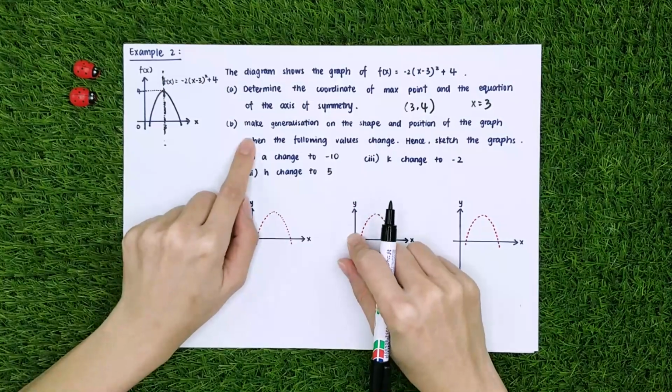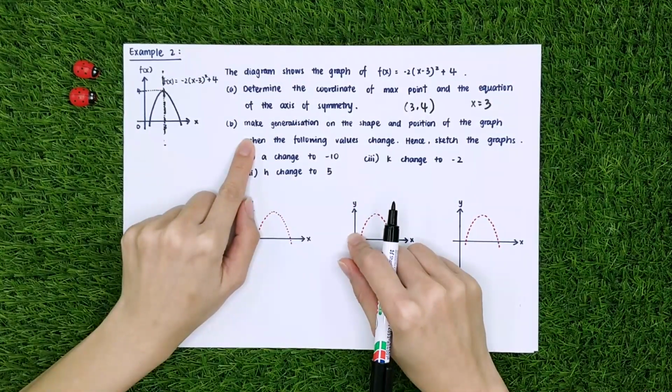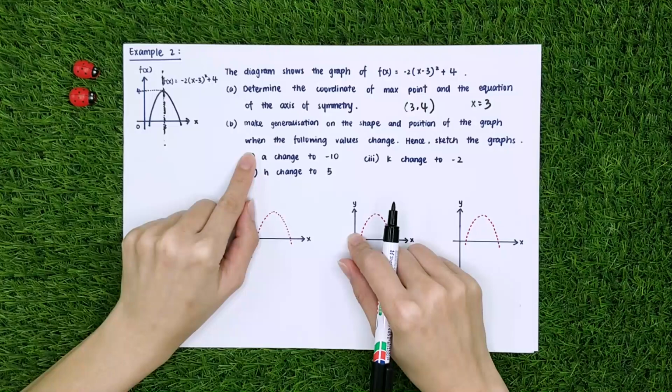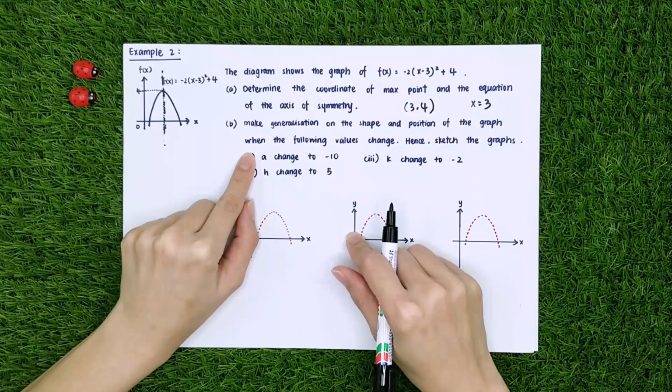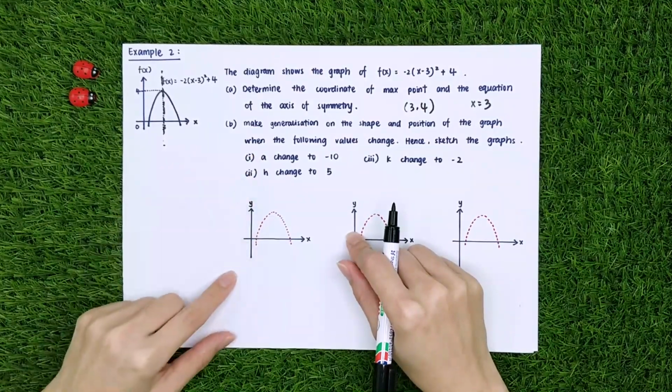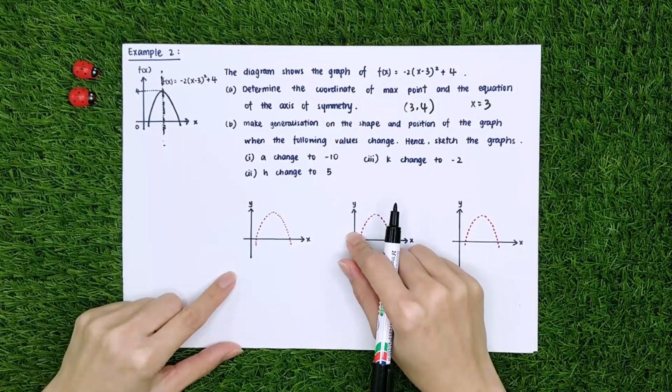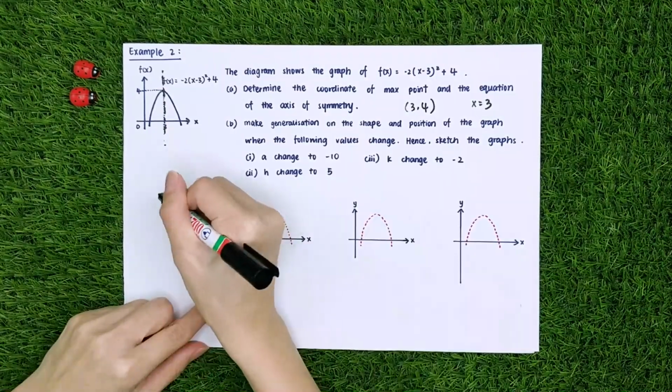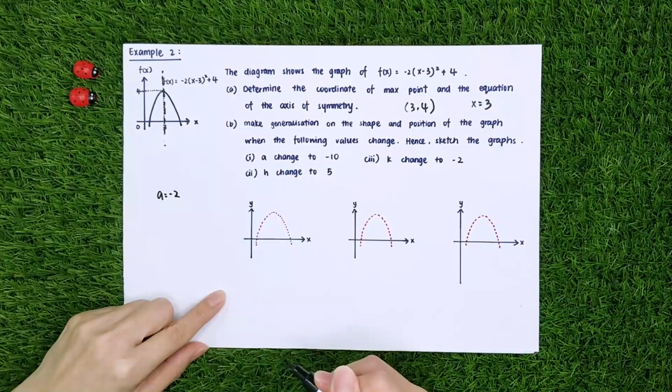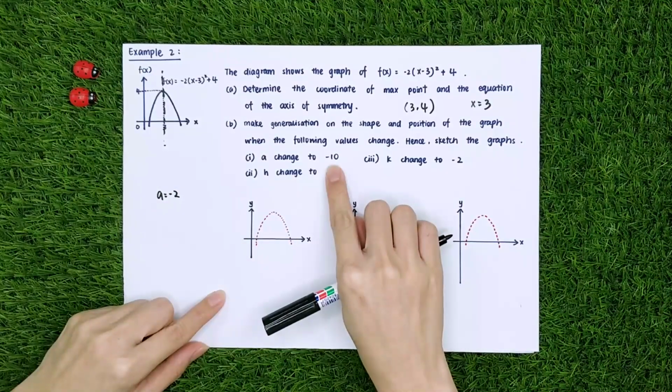Then we go to part B. Make generalization on the graph and position of the graph when the following values change. Hence, sketch the graphs when a changes to minus 10. Okay, let's see, the original a is what? The original a value is negative 2, and they want us to change it to negative 10.